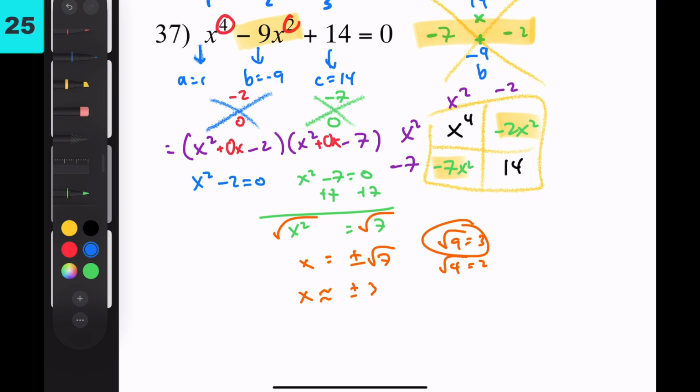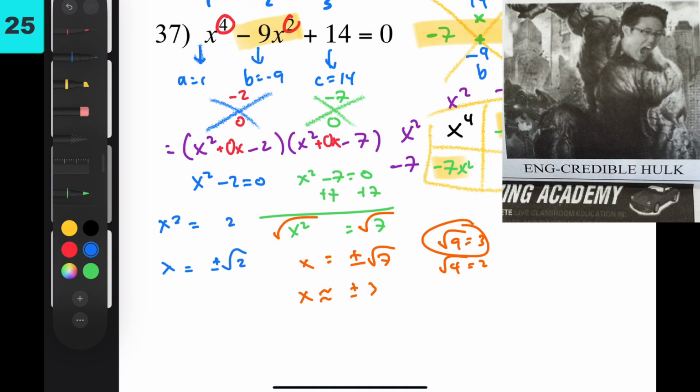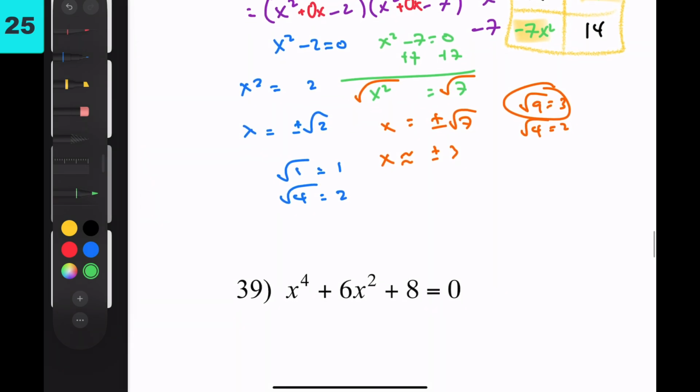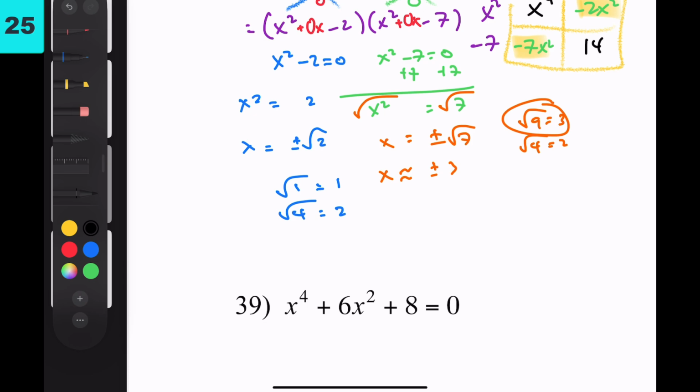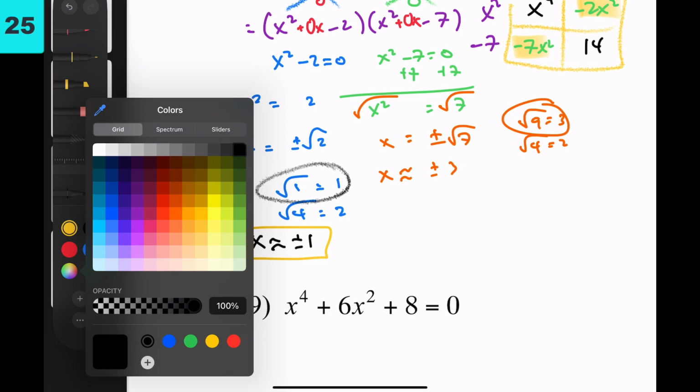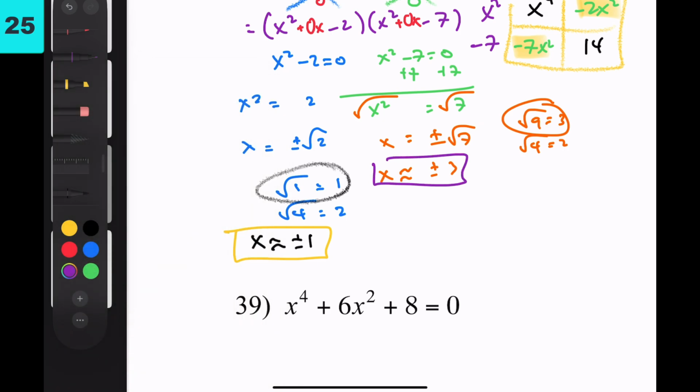Let's do the same thing over here, solve it. Plus or minus square root of 2. And your choices here are square root of 1 and the square root of 4. So it's closer to 1. So I'm going to say that one's probably going to be close to x equals approximately plus or minus 1. Okay, so I have this here in yellow. Let's go to purple. Let's go ahead and graph these.